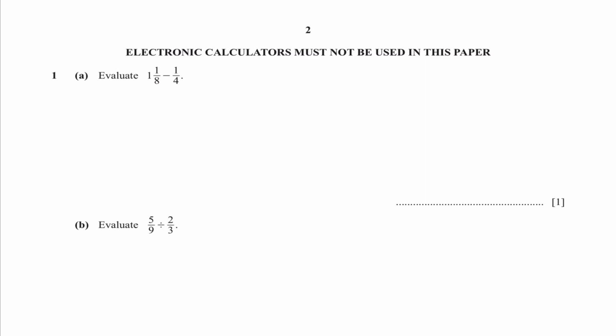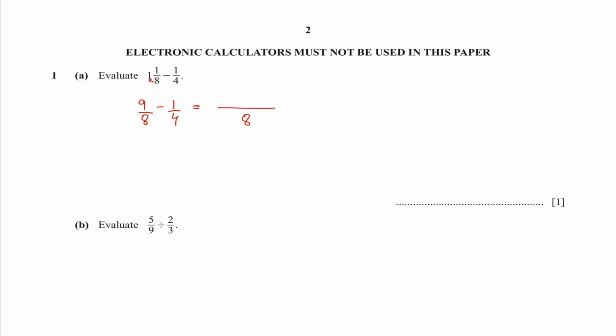So the first fraction is in mixed number form, so the first thing that I'll have to do is convert this into an improper fraction. So 8 ones are 8, 8 plus 1 is 9, so we have 9 over 8 minus 1 over 4. So I can't subtract them right away, that means I'll have to take out the LCM. So let's take out the LCM.